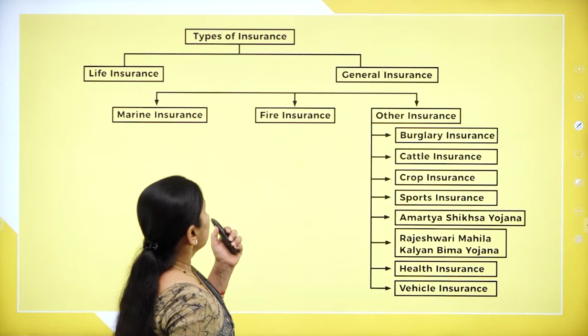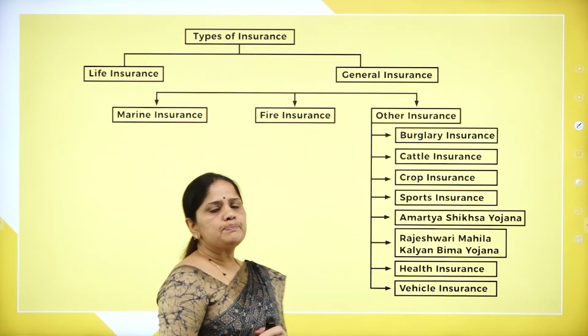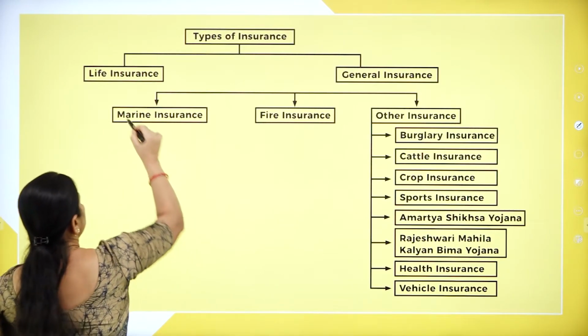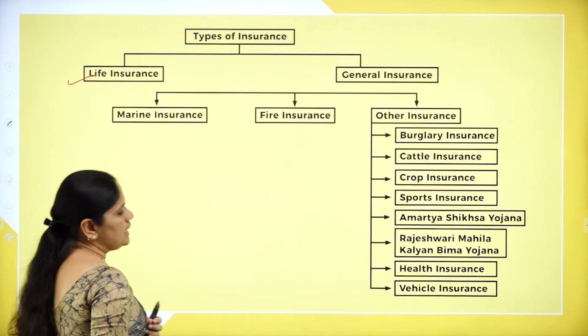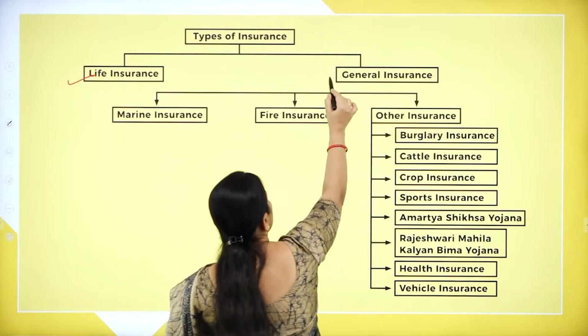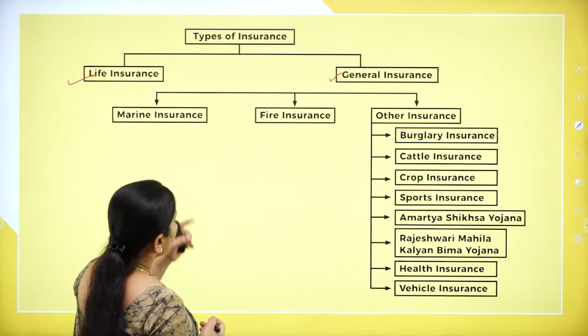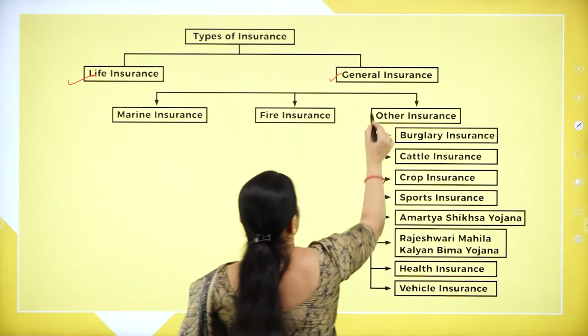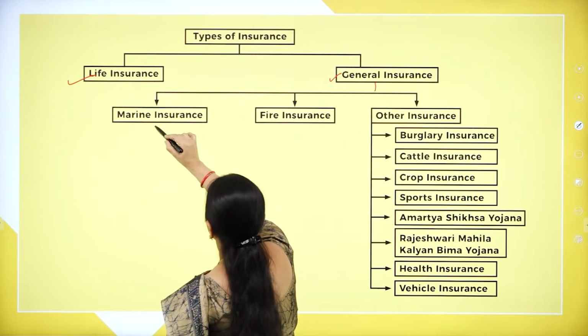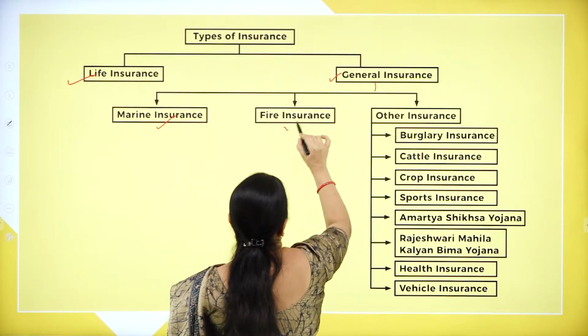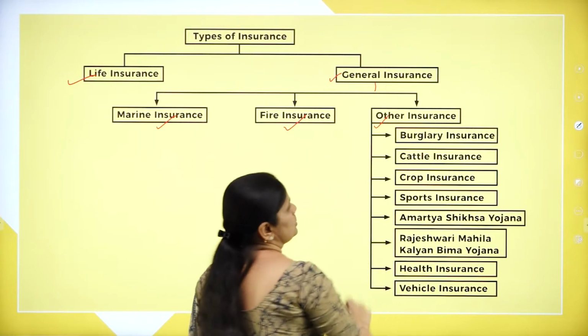Then, let us have a look into the types of insurance here. The first type of insurance is the life insurance. The second type of insurance is the general insurance. In this general insurance itself, we have three types, that is marine insurance, fire insurance and other insurances.